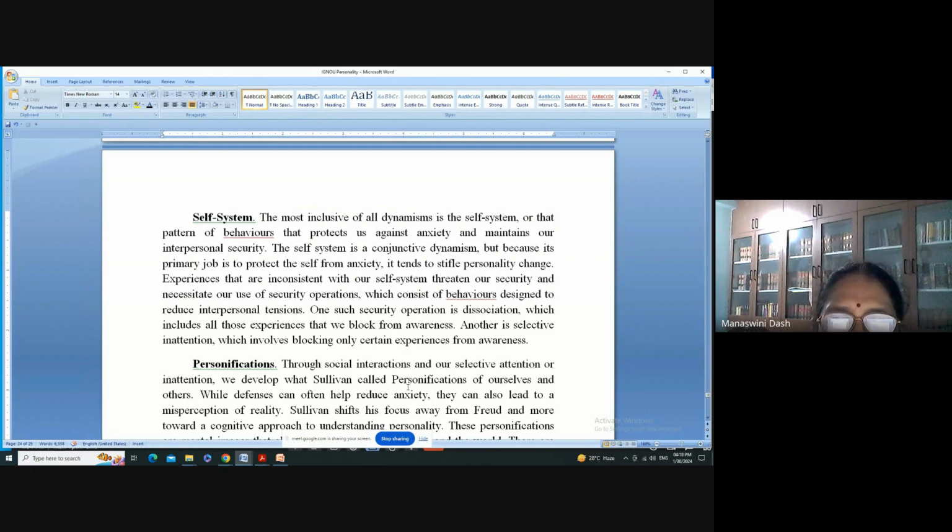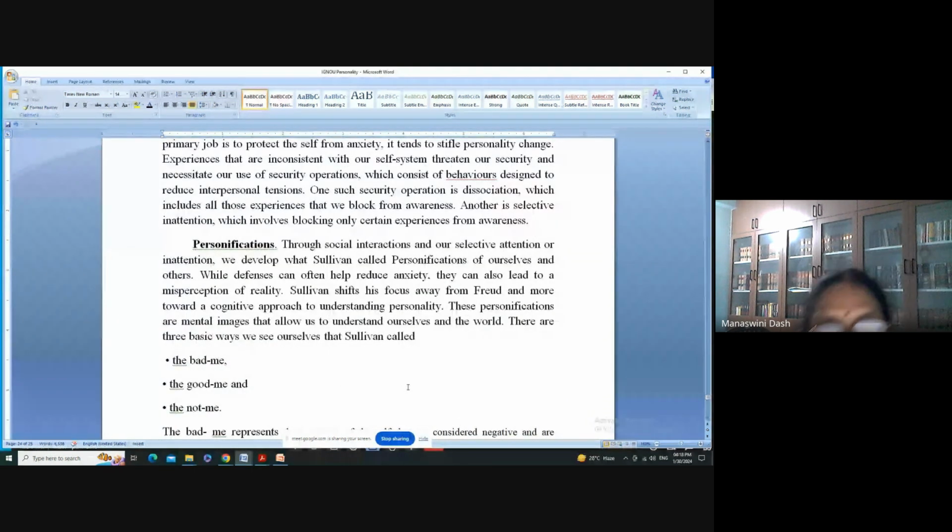And another operation of the self-system is selective inattention. Selective inattention means we block only certain experiences from awareness. Not all experiences are blocked, but some specific experiences are blocked.